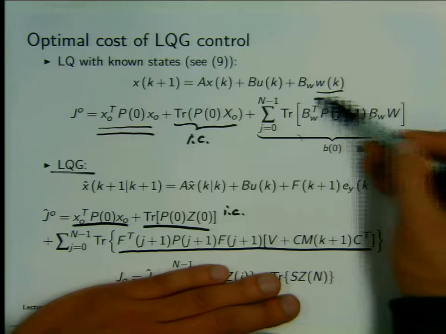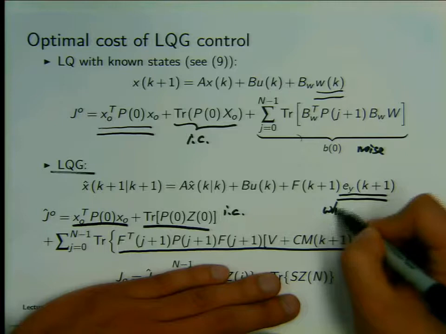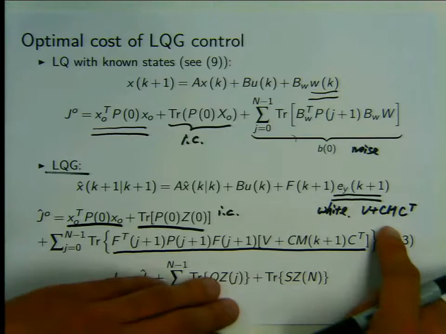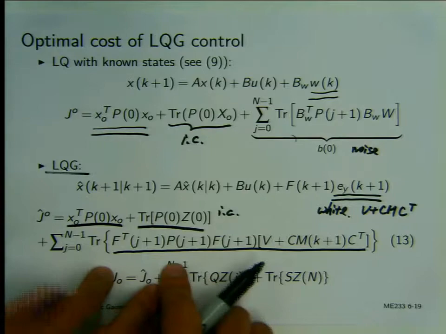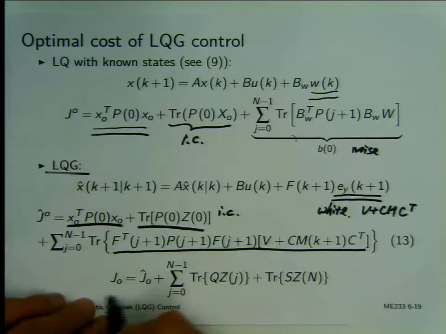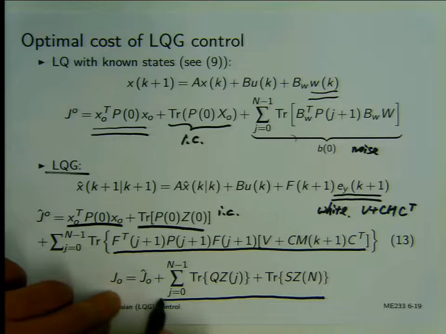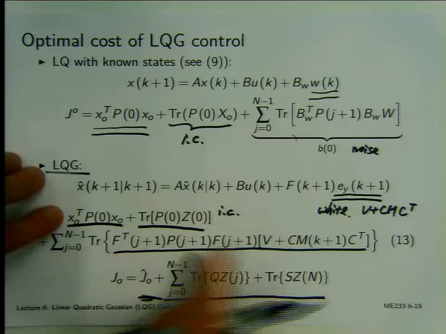The noise term here is white with the covariance V plus C M C transpose. This is a result you can review from the Kalman filter. This is a white noise. So just mimicking every structure inside here to here. And the final cost in LQG is going to be these terms plus these additional terms. And as you can see, it's more involved than a standard LQ problem because of these noise terms, which we have discussed over here.